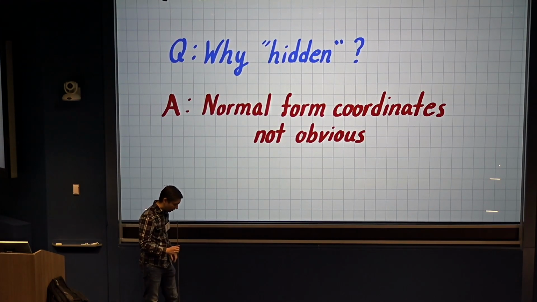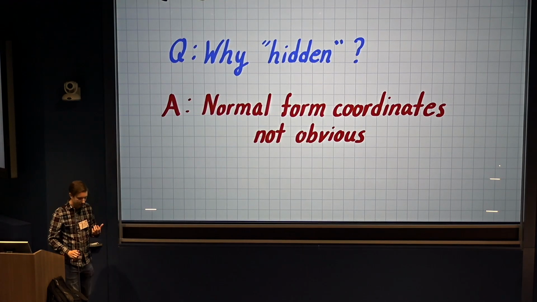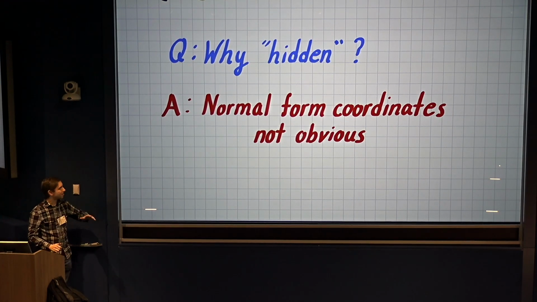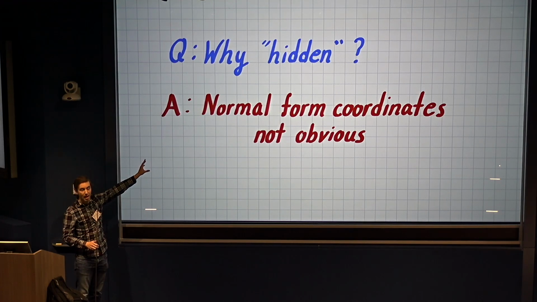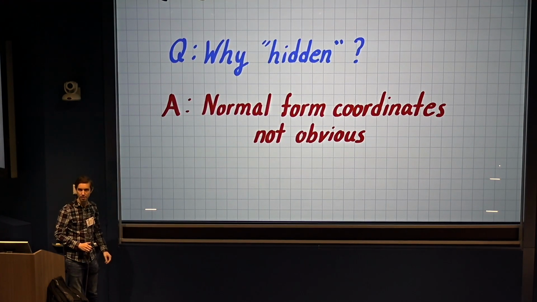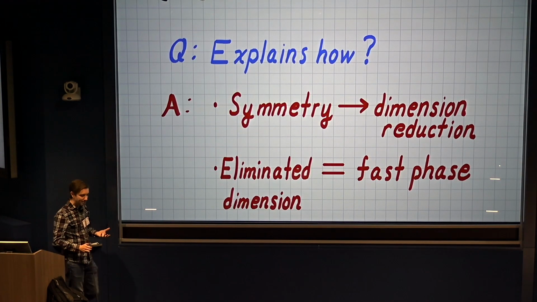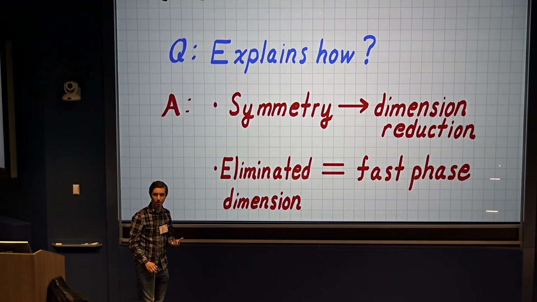Okay, so I said that in Kruskal's theory, this symmetry was hidden. So why did I say it was hidden? Well, I already mentioned this. The reason that the symmetry in Kruskal's theory is hidden is because if you're not looking at the system in those normal form coordinates, it's entirely not obvious. I said that it explains his theory. I said that the presence of this hidden symmetry is the reason that Kruskal's theory works in the first place.